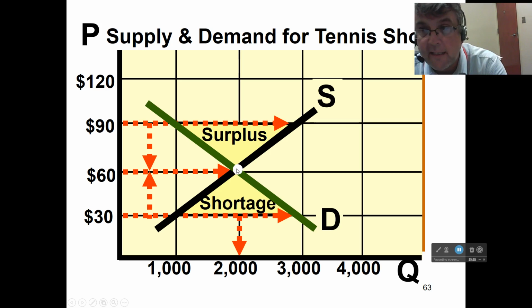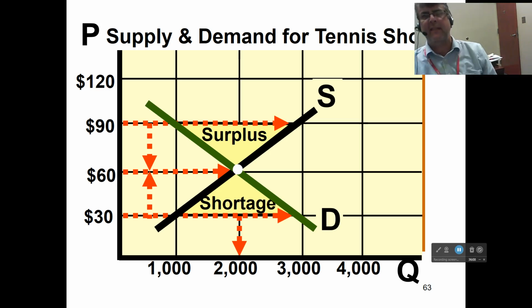If we ever got there, the price would stop at $60. At $60, every shoe would have a buyer. Every buyer would have a shoe to buy at that equilibrium price of $60. And we abbreviate this with a P star. So if you ever see P star, that's the equilibrium price. That's where quantity supplied is exactly equal to quantity demanded. That occurs at one unique point where the supply and the demand curves cross.